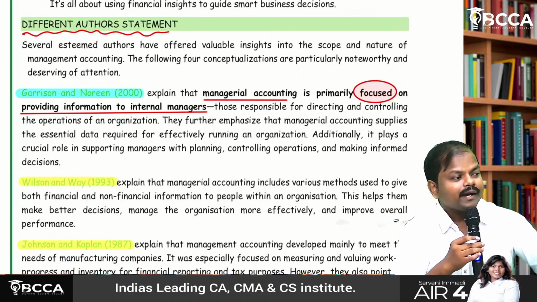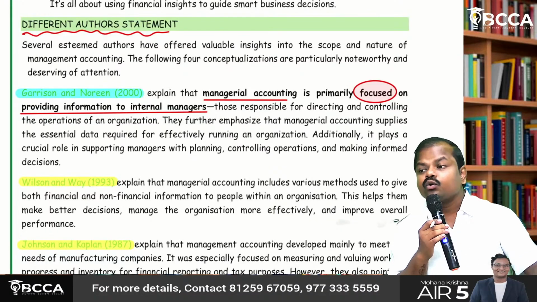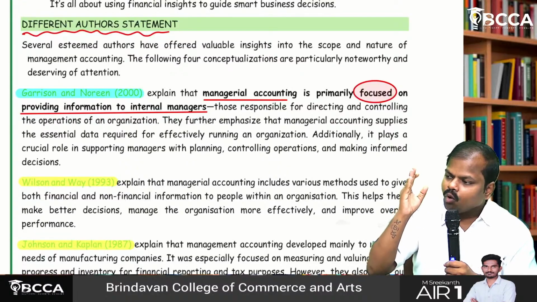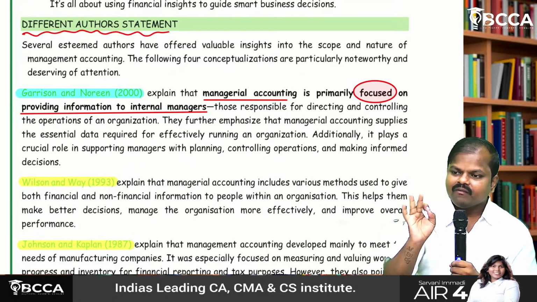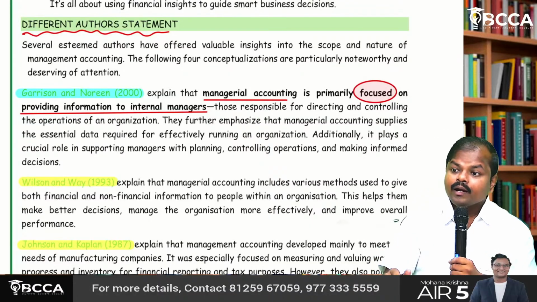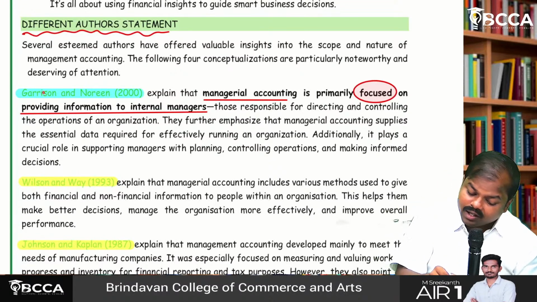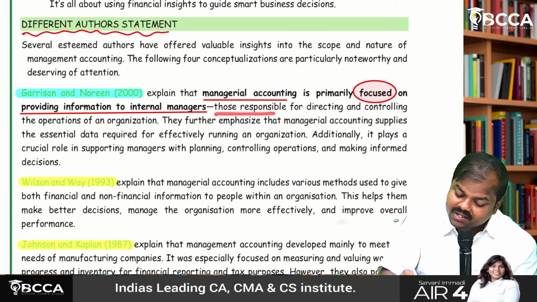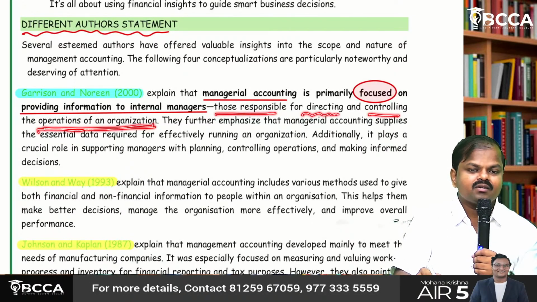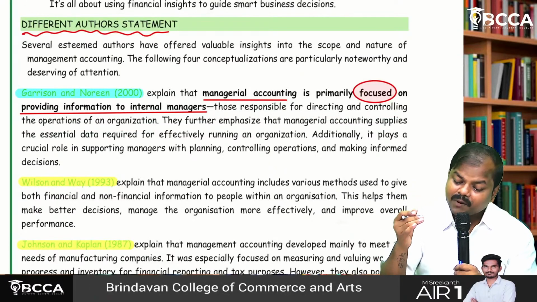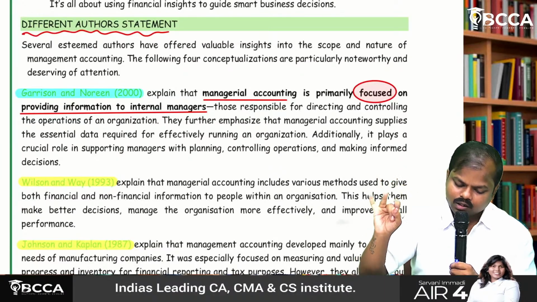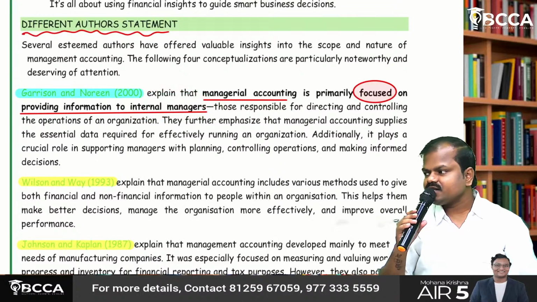Excellent. So now tell me, according to Garrison and Noorin, in the year 2000, they defined that management accounting has only one agenda, to provide information. To whom? Internal manager. Who is the internal manager? Listen carefully. Those persons who are responsible for directing and controlling business operations. If anybody has responsibility to direct or control, such person is called internal manager.